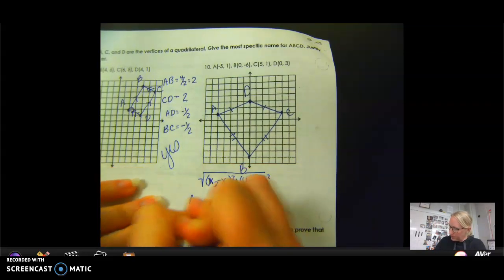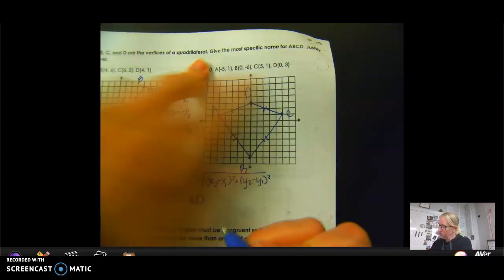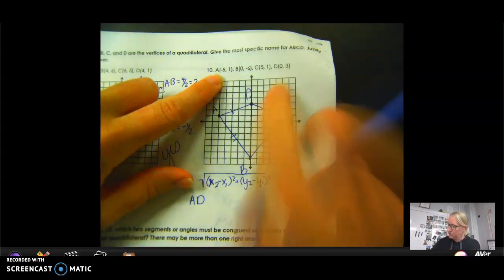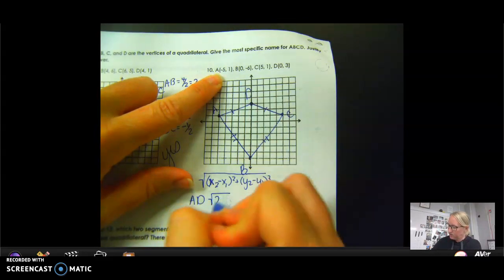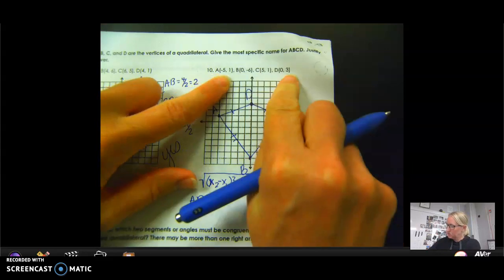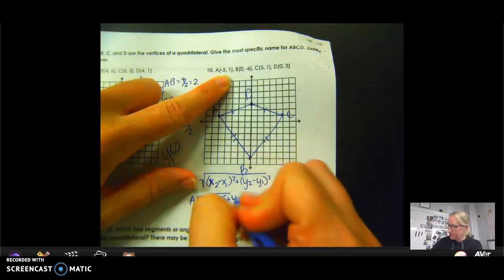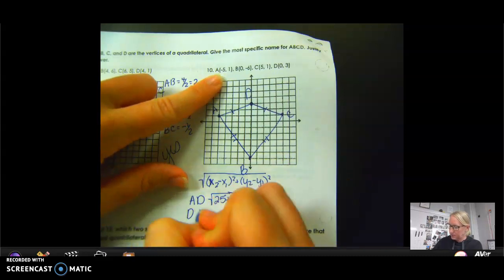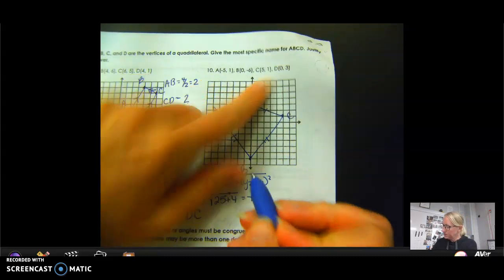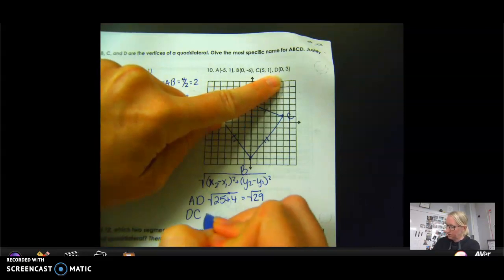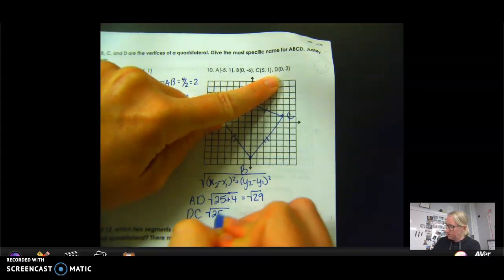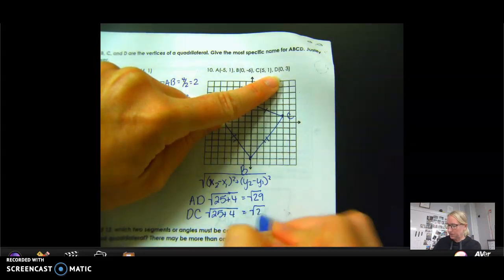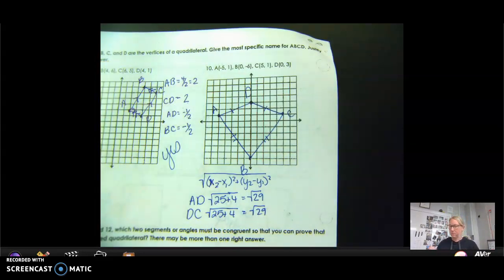So to find A to D, so here are my two numbers that I'm going to use. I'm going to do x2, 0 minus a negative 5, so that's 5 squared is 25. Plus 3 minus 1 is 2, 2 squared is 4. So A to D is square root of 29. I need to prove that C to D is the same length. So here's C and D, so 0 minus 5 is negative 5, negative 5 squared is 25. 3 minus 1 is 2, 2 squared is 4, so that is square root of 29 also. So those two are the same length.